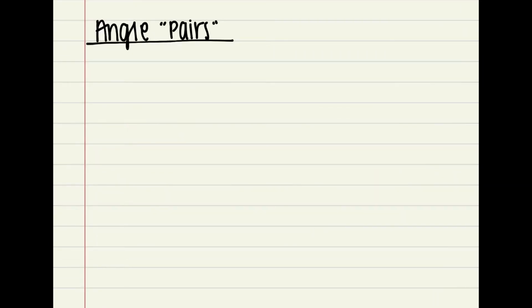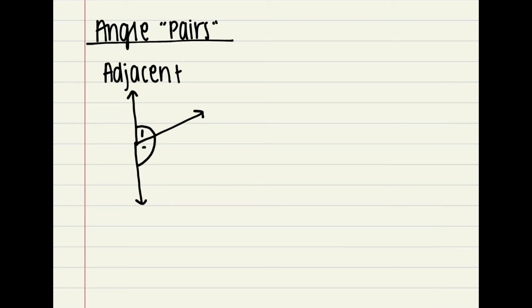So this next thing we're going to talk about are angle pairs. We talked about just individual angles just before this. There are a couple of different angle pairs we're going to talk about. The first one is called adjacent. And what this is, is 2 angles. So here's the first one. This is angle 1. And this one is angle 2. They have this one ray, this one side, if you want, that they share in common.